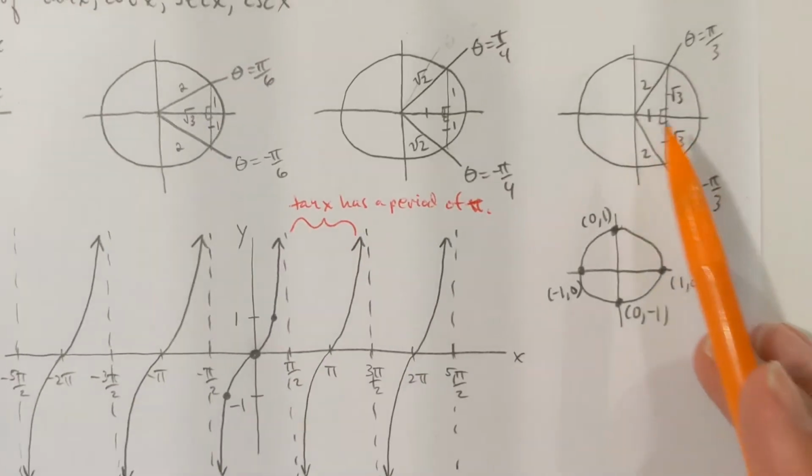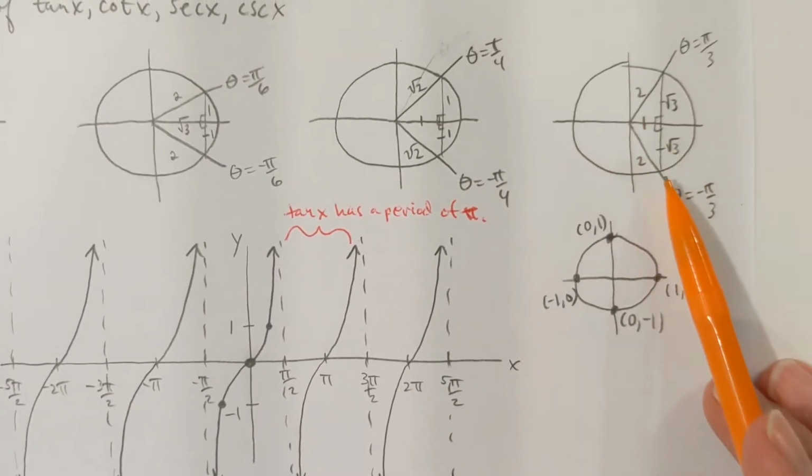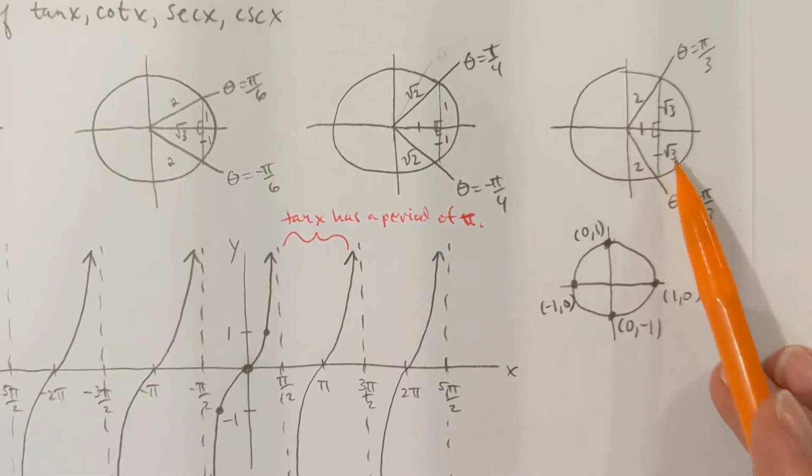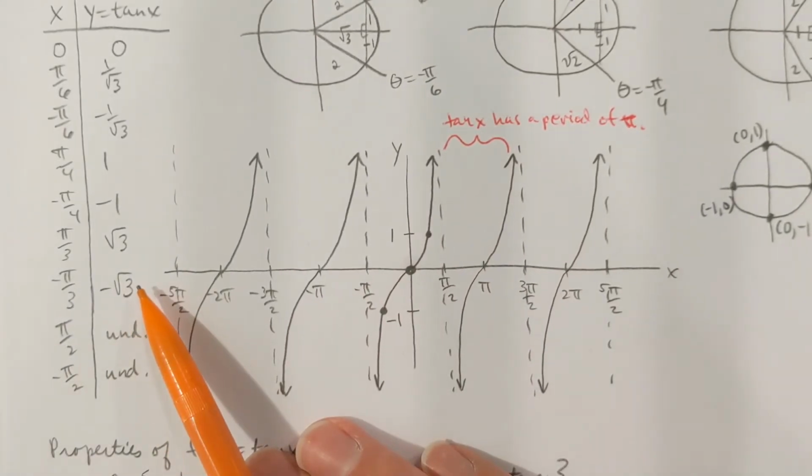If x is negative pi over 3, that triangle would be flipped into quadrant 4 here. The opposite side is negative root 3. Opposite over adjacent, negative root 3 over 1 is negative root 3.